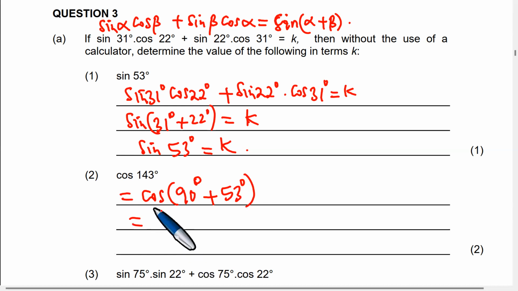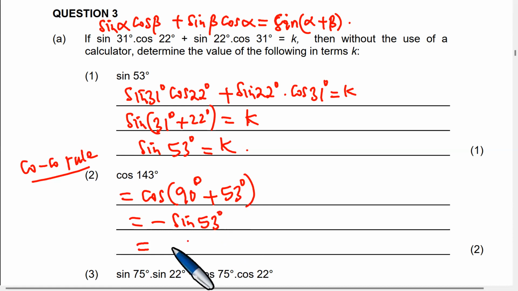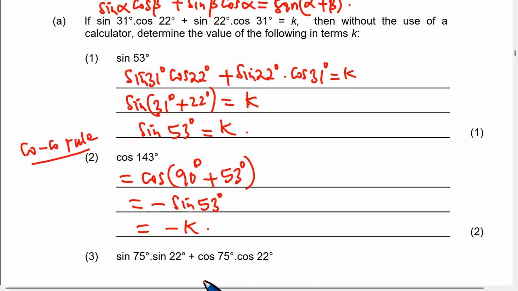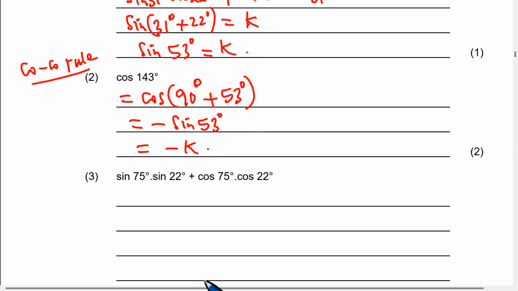In the second quadrant, the cosine is what? Negative. Negative, but it changes to its co-function using the CoCo rule, giving us the sine of 53. What is sine 53? It is k, so it's minus k. So the answer is minus k. The next one is yours. I'm going to do some and give you some because you like practicing. It's exam preparation.